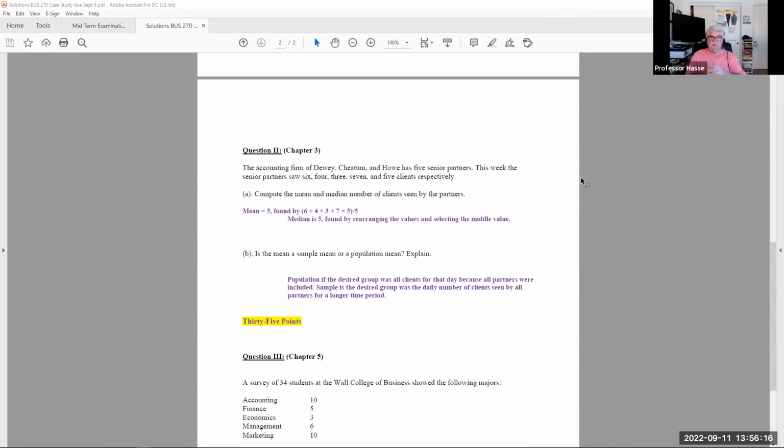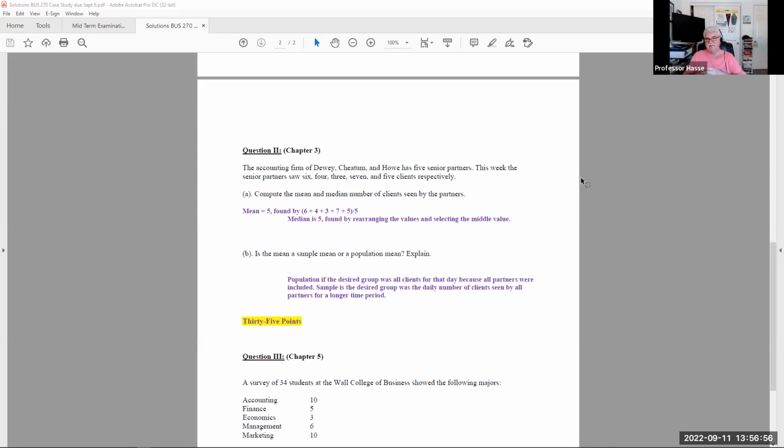The second question was to find the mean, median, and what type of population this was for the accounting firm of Dewey, Cheatham, and Howe. Pretty basic, but it goes over the basic materials of what we need to understand after the first couple weeks of our course. So the mean is taking the number of senior partners and who they saw in those weeks, 6, 4, 3, 7, and 5 clients, and add those all up and divide by 5. So 6 plus 4 is 10, 13, 20, 25, divide by 5, you get a mean of 5.